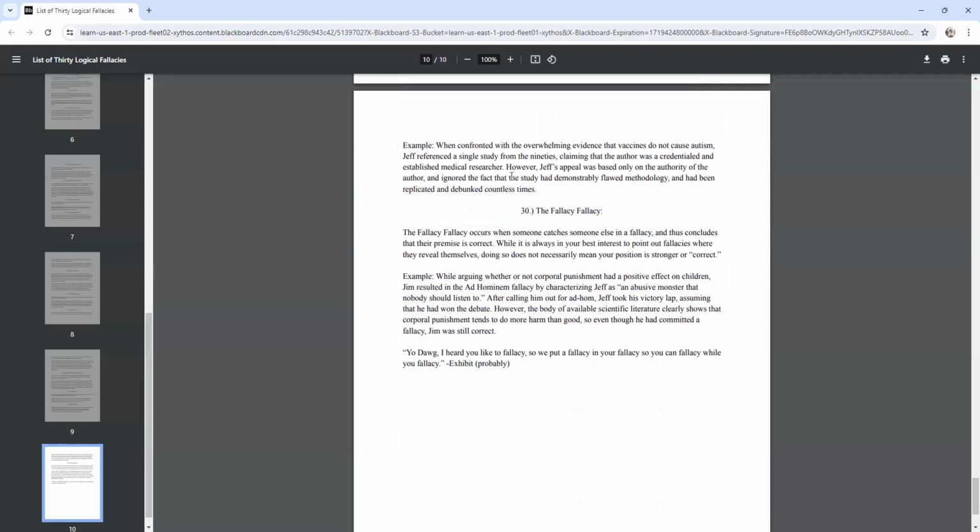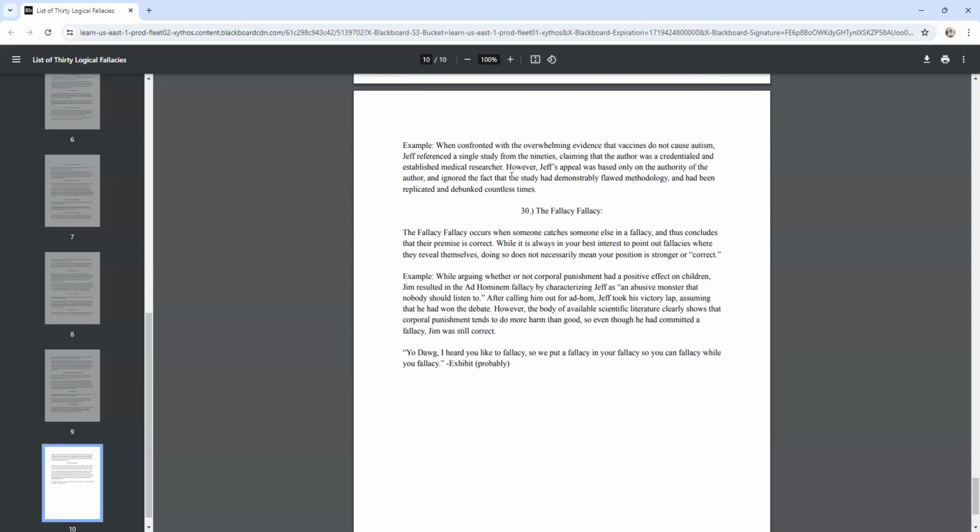Number 30, the fallacy fallacy. The fallacy fallacy occurs when someone, I love that, fallacy. When someone catches someone else in a fallacy and thus concludes that their premise is correct. While it is always in your best interest to point out fallacies where they reveal themselves, doing so does not necessarily mean your position is stronger or correct.